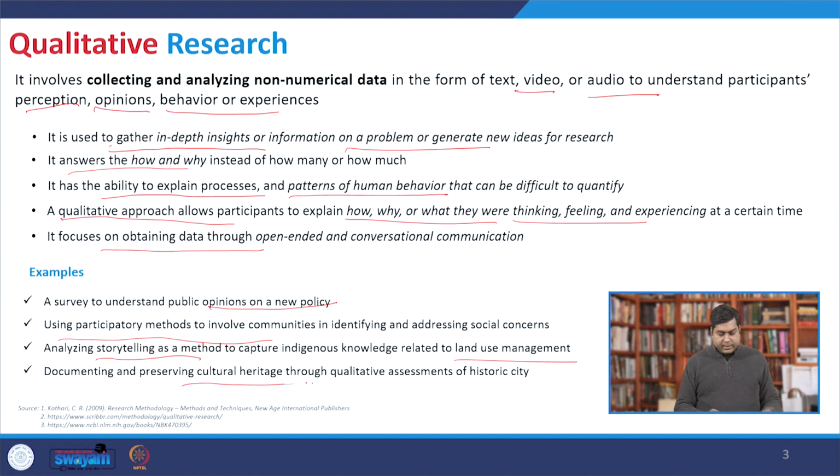Documenting and preserving cultural heritage through qualitative assessment of a historic city, that we also discussed earlier. Suppose in a city you have certain historical monuments, certain tangible heritage, and you want to document it, and you want to understand the role of that heritage in people's culture, or in people's perception, how they think, or how they showcase their belongingness to that heritage and its value. That can be done through the qualitative research approach.